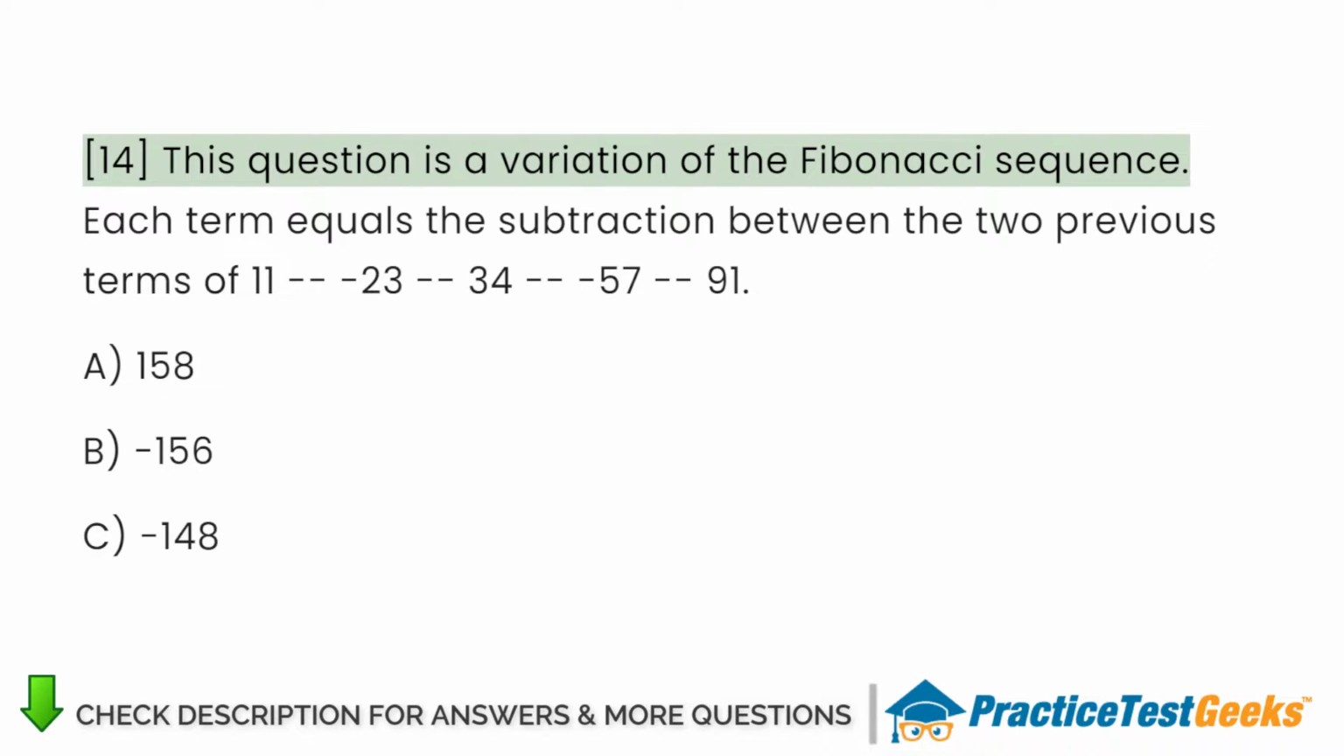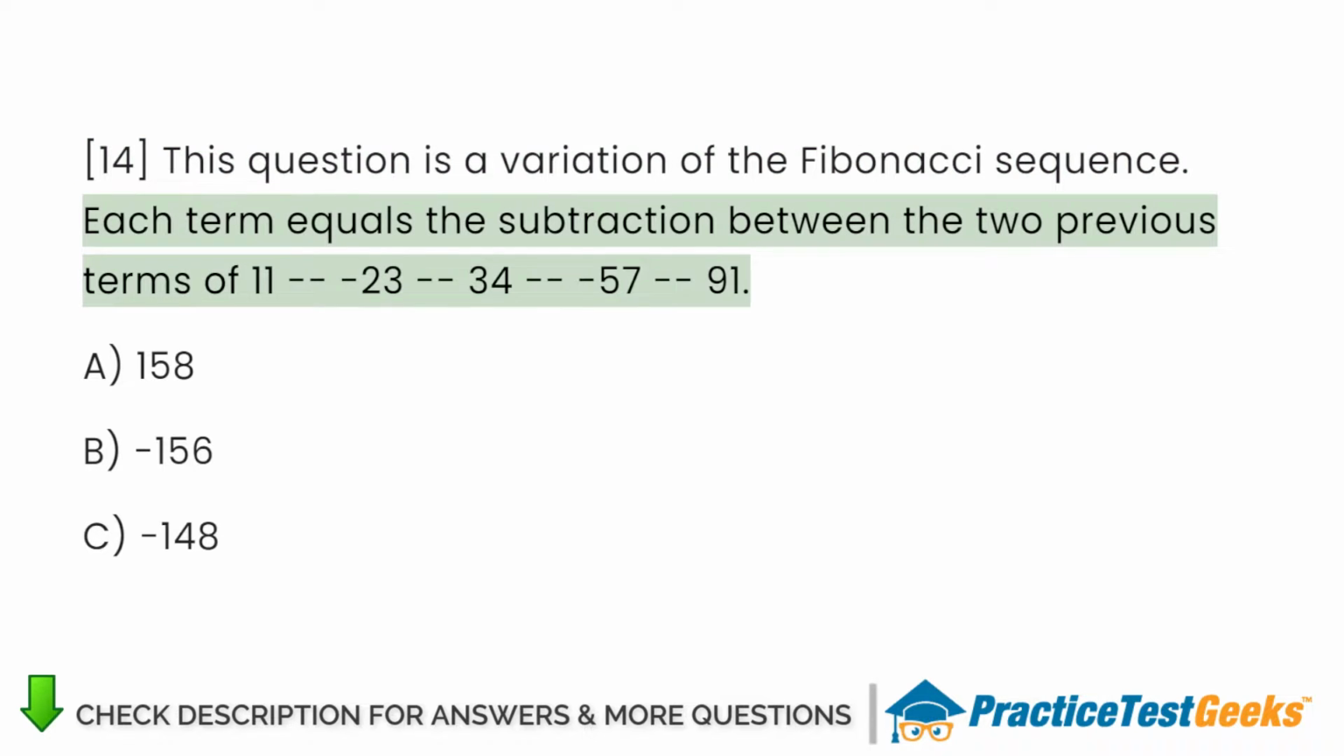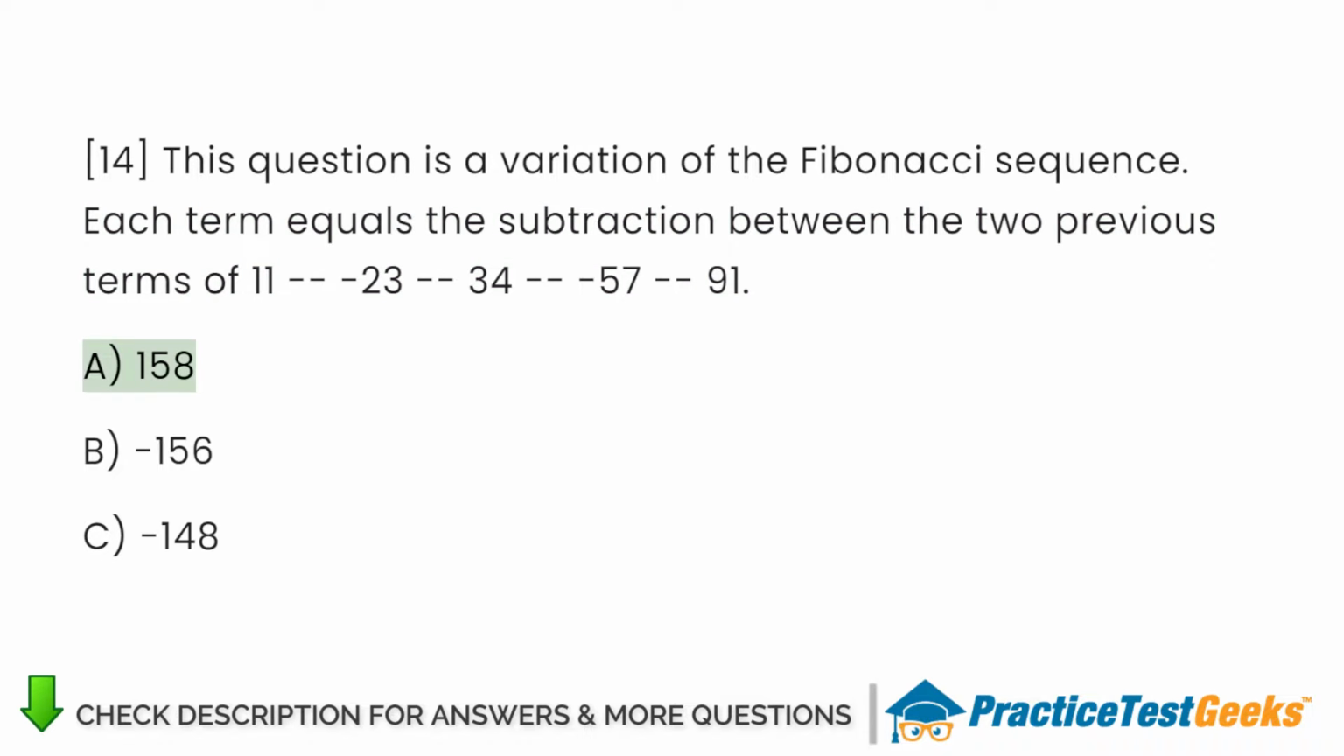This question is a variation of the Fibonacci sequence. Each term equals the subtraction between the two previous terms: 11, minus 23, 34, minus 57, 91. A. 158. B. Minus 156. C. Minus 148.